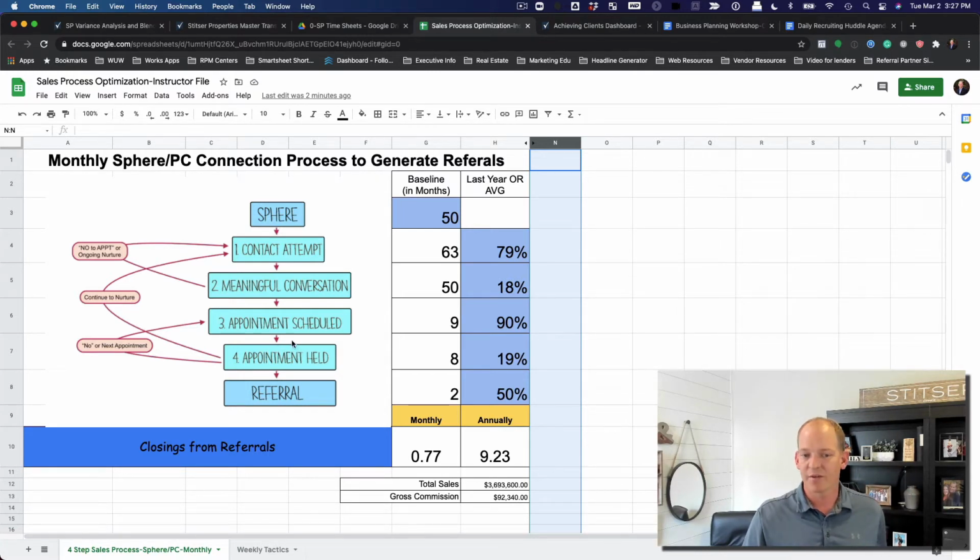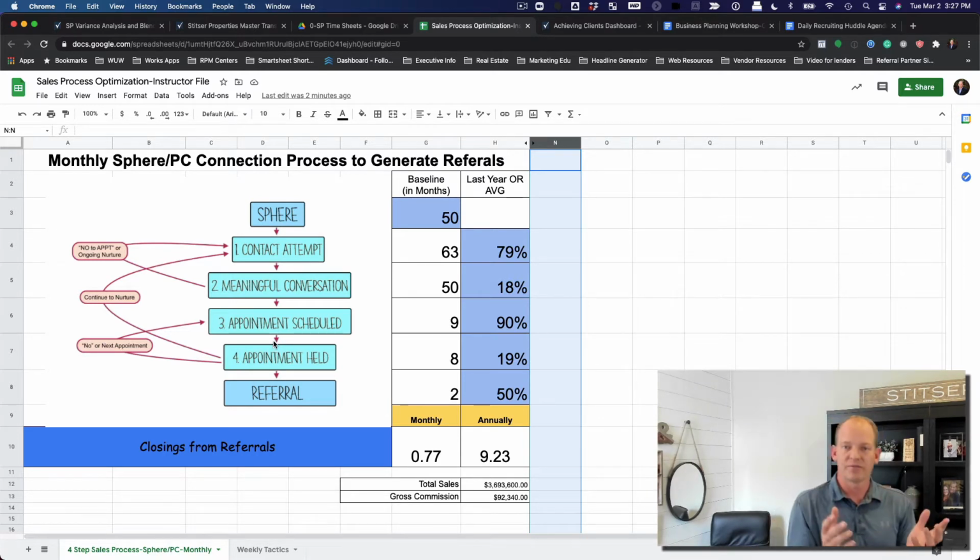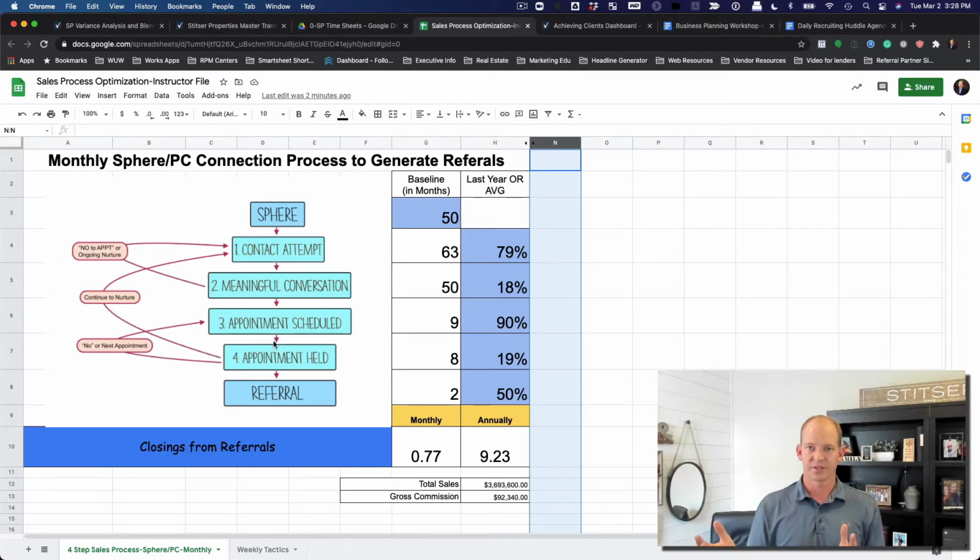Okay? Then you're going to have a percentage conversion of those appointments that are scheduled into appointments held. What does that mean? Hey, I'm going to schedule a time to meet you for coffee Wednesday at noon. A certain percentage of those people are going to be able to show up, and a certain percentage are going to cancel. So that's our conversion percentage from appointment scheduled to appointment held. Okay? And then ultimately, out of those appointments, you're going to get referrals. Those people in your sphere, your past clients, they're going to refer you business. So the conversion ratio of that appointment held to a referral is also demonstrated by this red arrow.